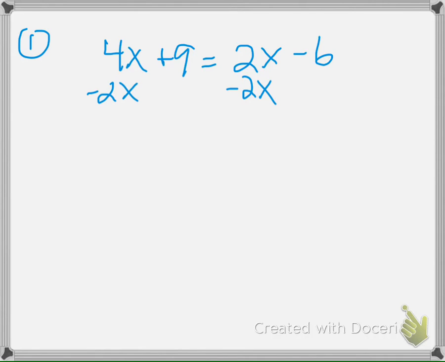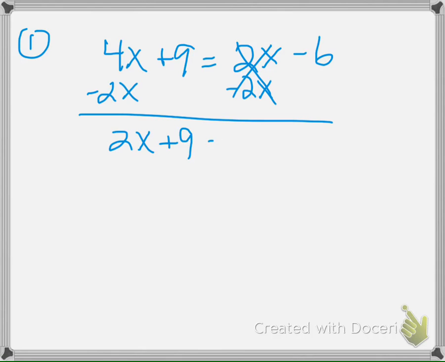Now 4x minus 2x gives me 2x. Now I bring down my 9. These two x's canceled out because a positive 2 minus 2 is 0, so these are gone. And I'm just left with negative 6. So now it looks like a regular two-step problem that we've been solving. I need to subtract 9 on both sides.